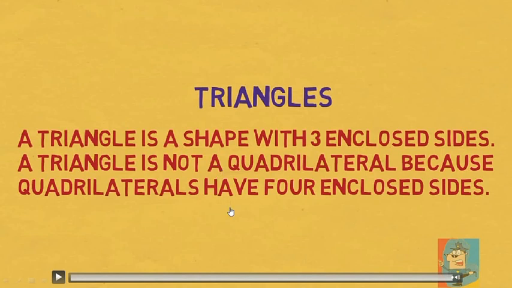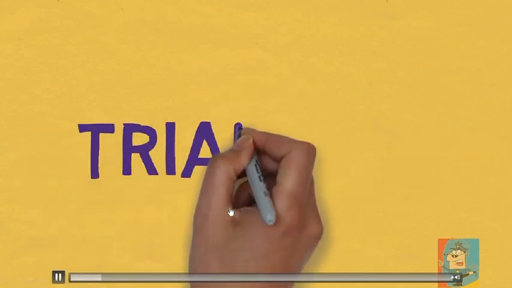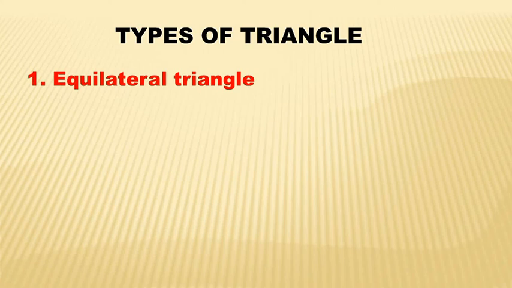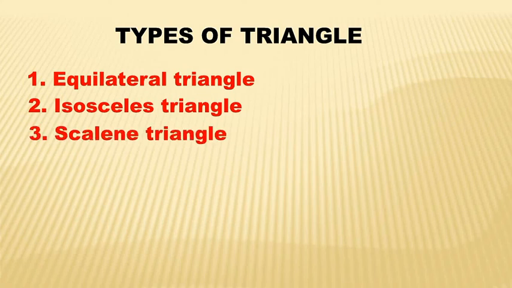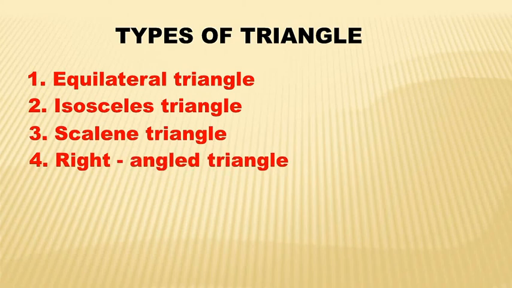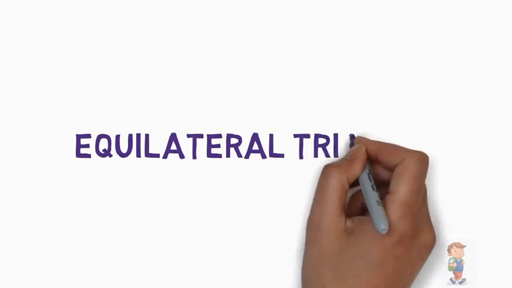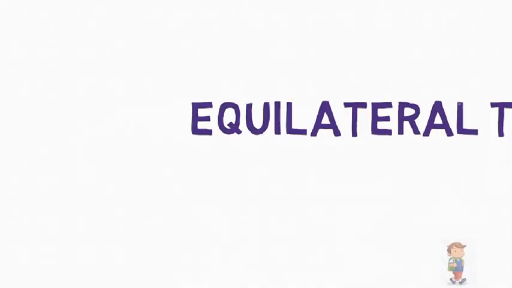The next focus is types of triangle. The types of triangle we have are equilateral triangle, isosceles triangle, scalene triangle, and right angled triangle. Okay, now our first type of triangle is equilateral triangle. Please, I want you to write down the properties of an equilateral triangle, so that next time you see an equilateral triangle, you can identify it.